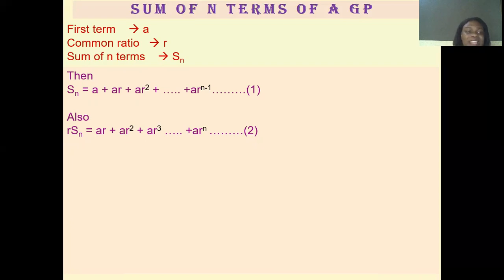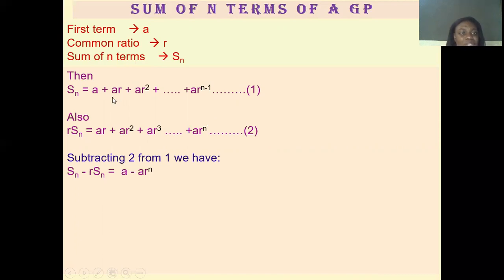Okay, now we're going to subtract equation 2 from equation 1. So when we subtract, 1 minus 2, we have S of n minus R S of n, and we have A minus AR raised to the power n. Every other thing in the middle cancels out, because AR is taken off, AR squared minus AR squared goes out, and you get an AR cube here to take this out. You also get AR raised to n minus 1 to take out the last AR raised to n minus 1 somewhere here. Then you will just be left with A minus AR raised to the power n.